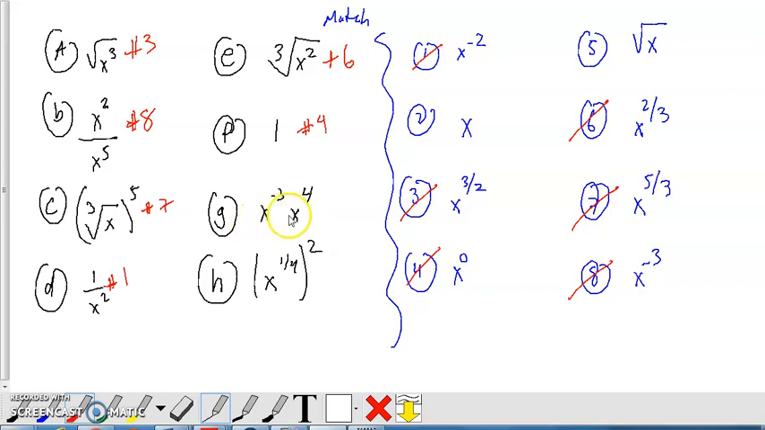And then when you multiply numbers with the same base, you add your exponents. So 4 plus negative 3 gives you just a 1. So G matches up with 2. And that leaves H. The 2 is going to leave you with x to the power 2/4, which is the same thing as x to the power 1/2, which is number 5. So that is your fractional exponents and radicals, changing back and forth along with some of your old exponent rules.